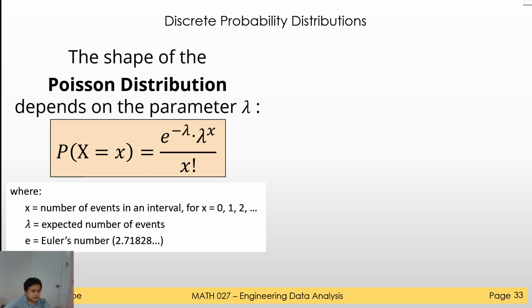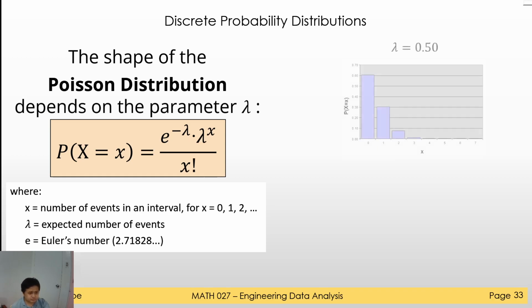So what does this mean? We have the probability of this happening using the Poisson distribution. This is equal to e, Euler's number, raised to negative lambda. The lambda is the number of events occurring at that certain interval. And then we have lambda raised to x, where x is the random variable or the number of events in that interval, and then all over x factorial.